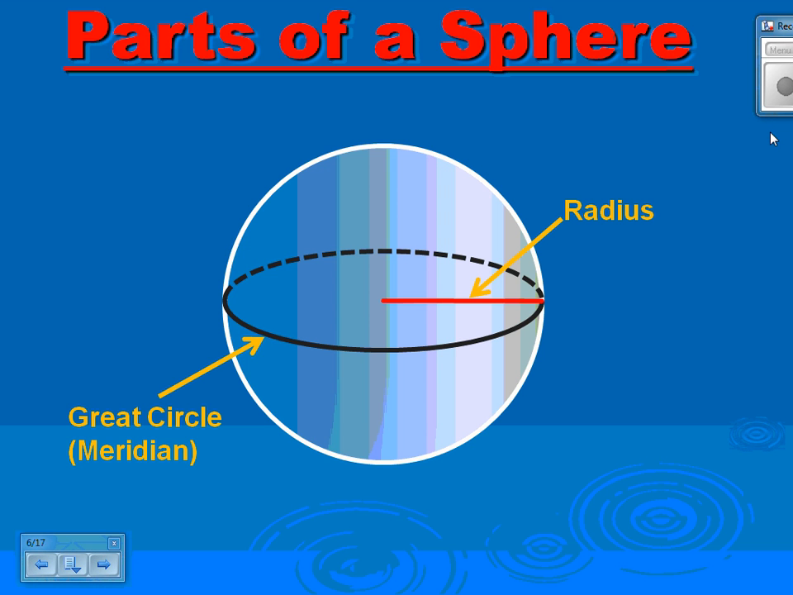The actual name of that circle is called the great circle or meridian. The great circle is the biggest circle that will circumvent around a sphere, otherwise known as a meridian. Where have we heard the word meridian before? The prime meridian. So if you guys don't recall, a meridian or the prime meridian is longitude, and all of those circles that make longitude are great circles.